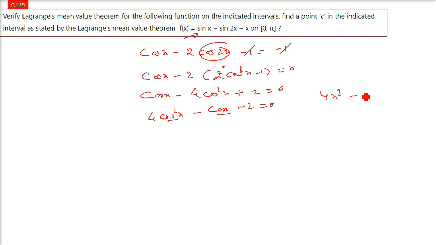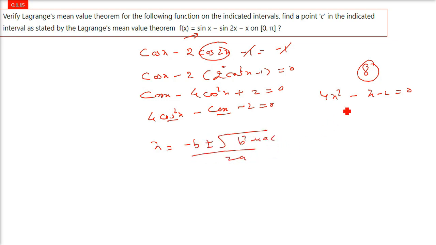Just assume cos x to be x, because we are going to solve it first as a quadratic equation. There will be no factor here. You have to go with the Sridharacharya formula. x will be minus b plus minus under root b square minus 4ac by 2a.